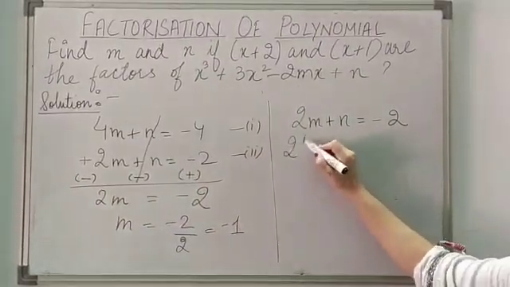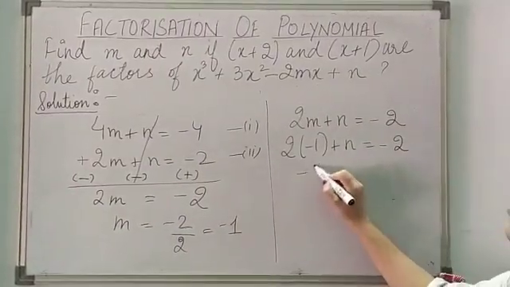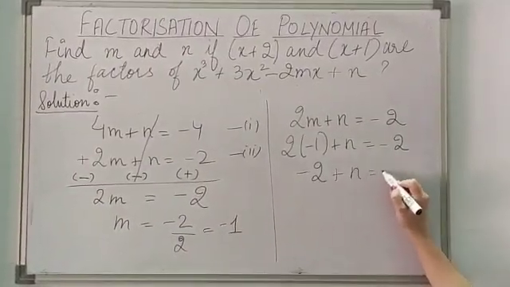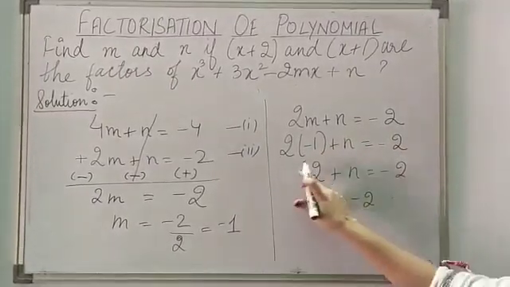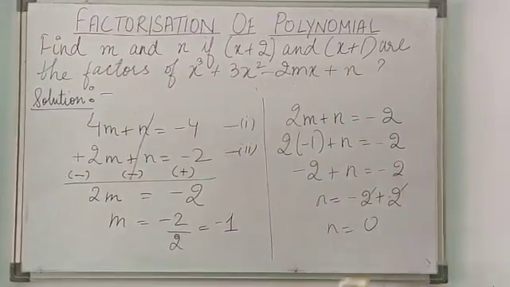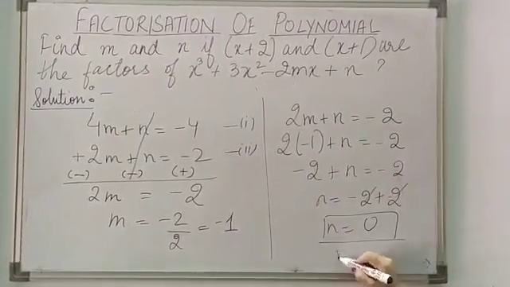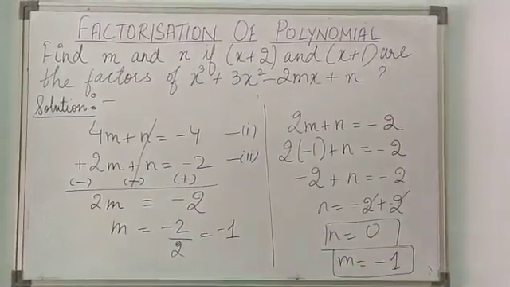In place of m, minus 1, plus n equals to minus 2. That will make minus 2 plus n equals to minus 2. Minus 2 will shift it to that side, minus here it will go, then it will become plus 2. Cancel, n value will be 0. So n you are getting 0, m value you are getting as minus 1. So that is your required answer.